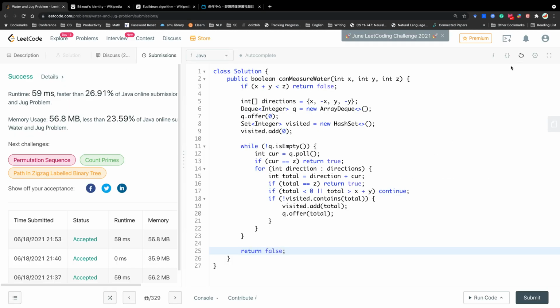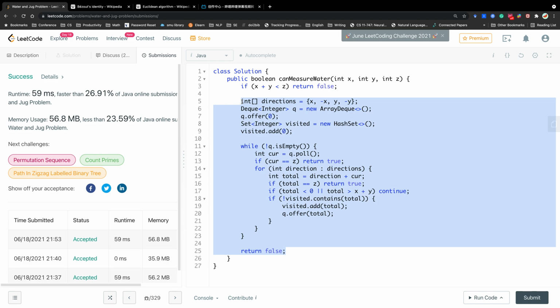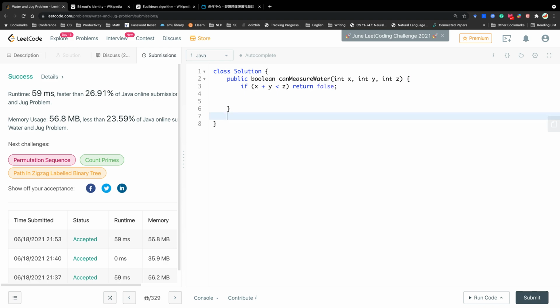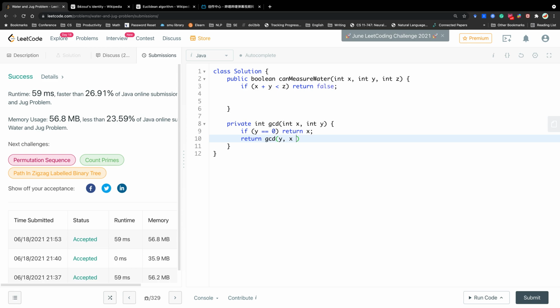So let's write it. Actually, it's pretty simple. We just need one function called gcd x, y. Base case: if y equals 0, return x. Otherwise, return gcd of y and x modulo y. Then we just need to check whether z is a multiple of this GCD. So z modulo gcd of x and y equals 0.